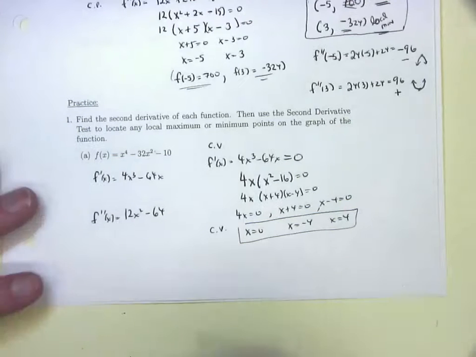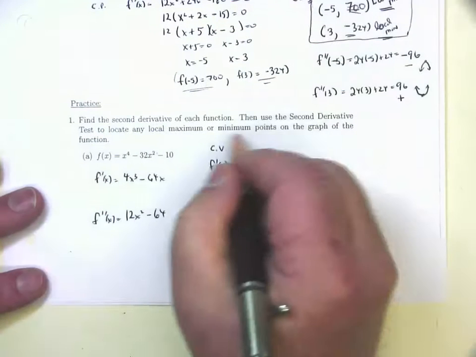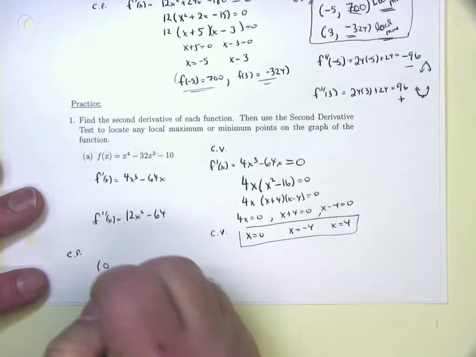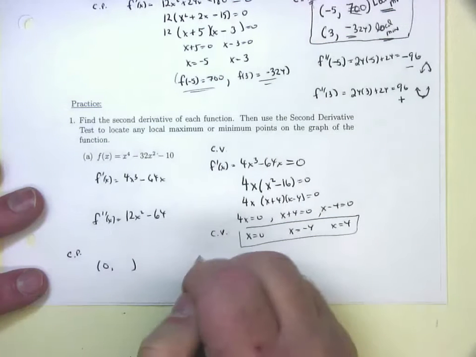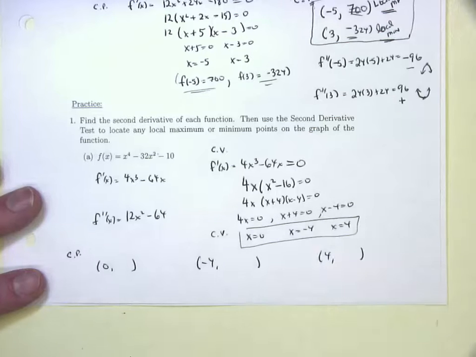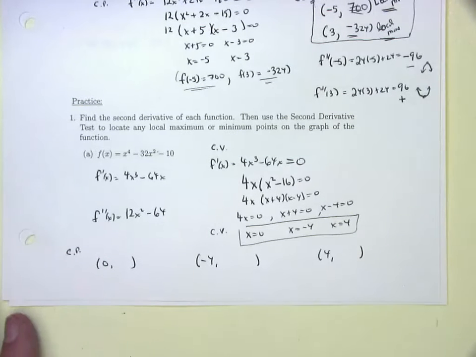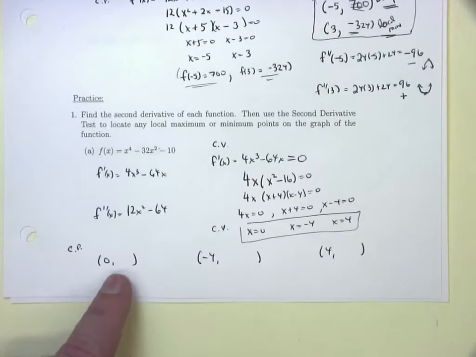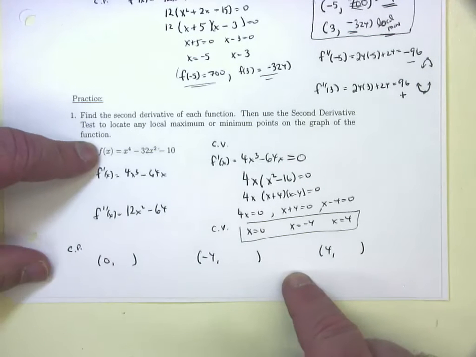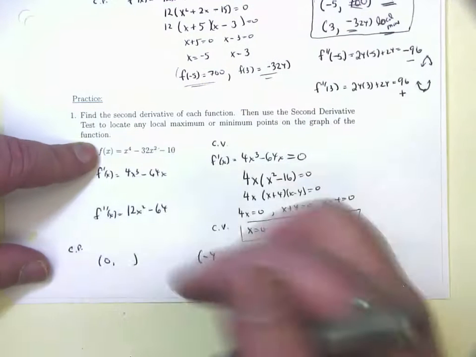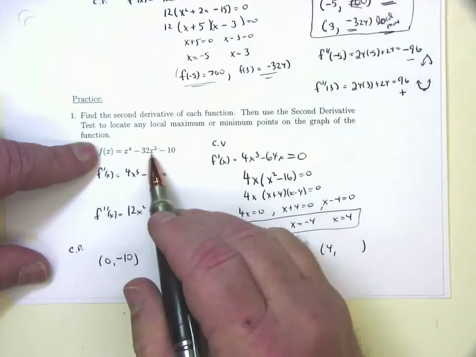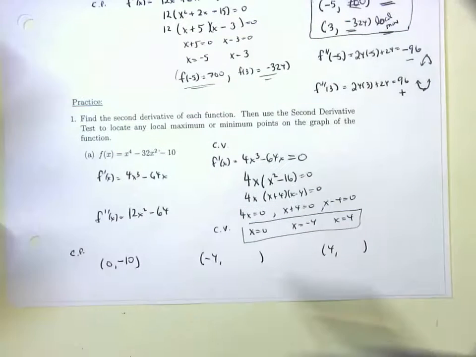Now, I'm supposed to find the max min points, so the critical points are going to be 0, comma, something or other, negative 4, comma, something or other, and positive 4, comma, something or other. What am I going to do to get my y coordinates? I plug them into the original equation. Well, I can do 0 without a calculator. Plugging in 0, I get 0 to the 4th minus 32 times 0 squared minus 10, which is minus 10.